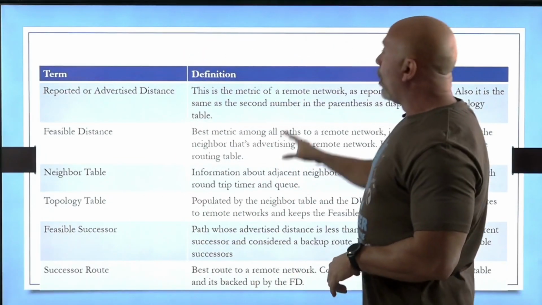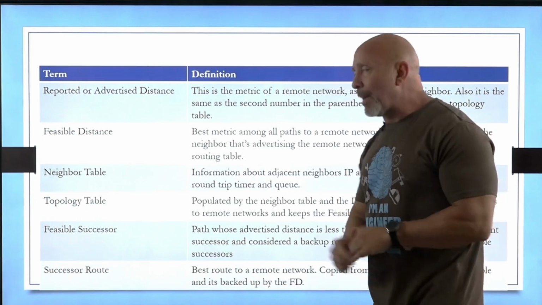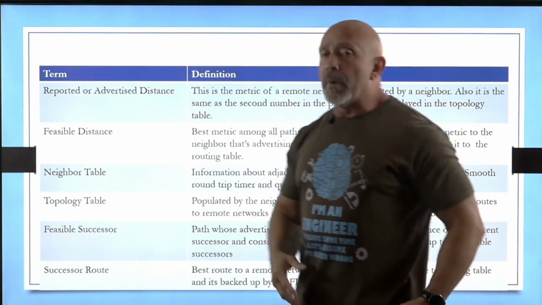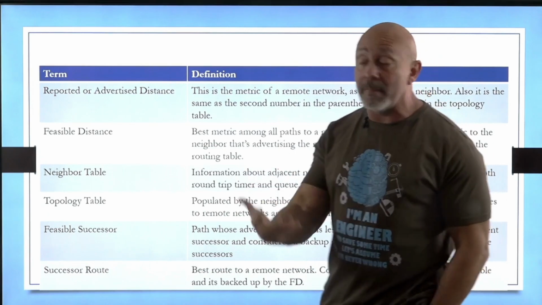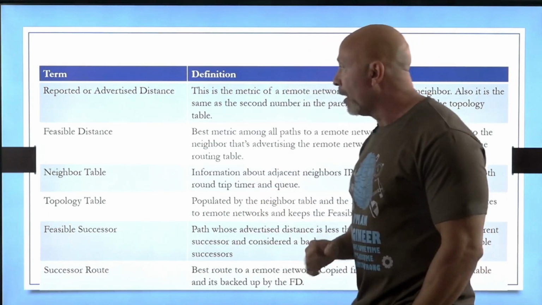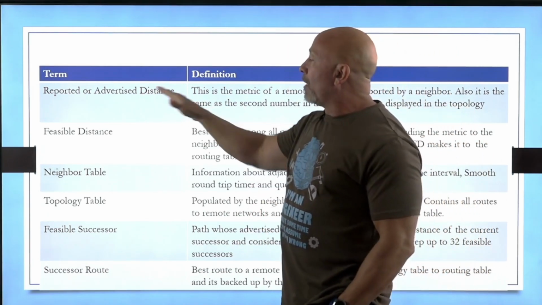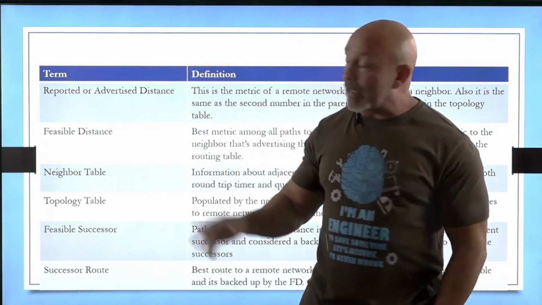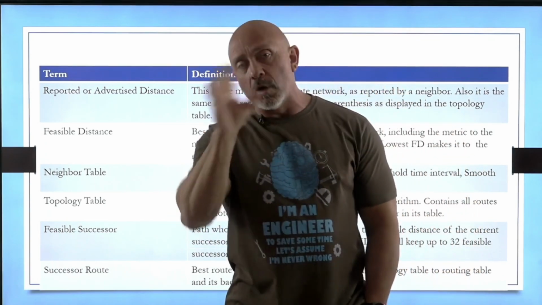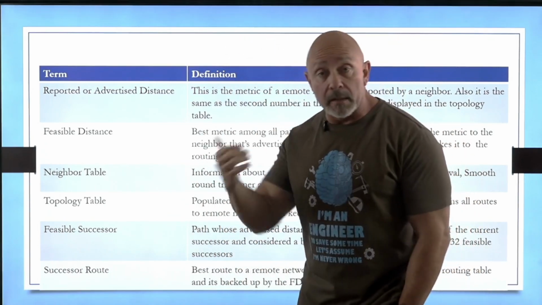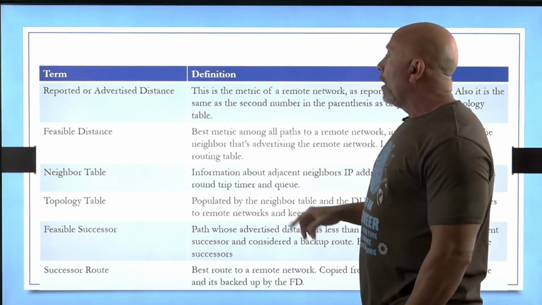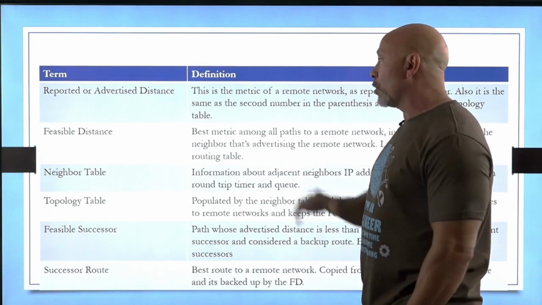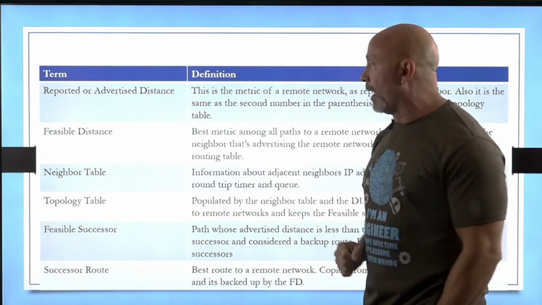Okay. So we need to know a couple terms. Now, I'm not going to kill you with all these terms, but you do need to know some. I'll tell you which ones you actually do need to know because you may be asked in a question. The first is the reported or advertised distance. Now I'm going to back this up in the next slide with a little drawing that I did. And then I'll go into our lab, which I kind of changed a little bit, and we'll see how that works. I'll show you the topology table and where these numbers are at.